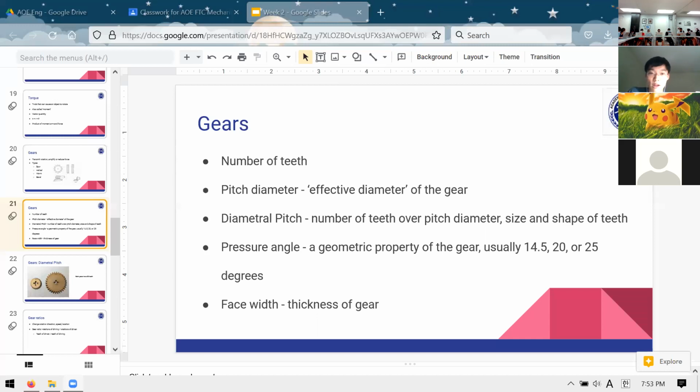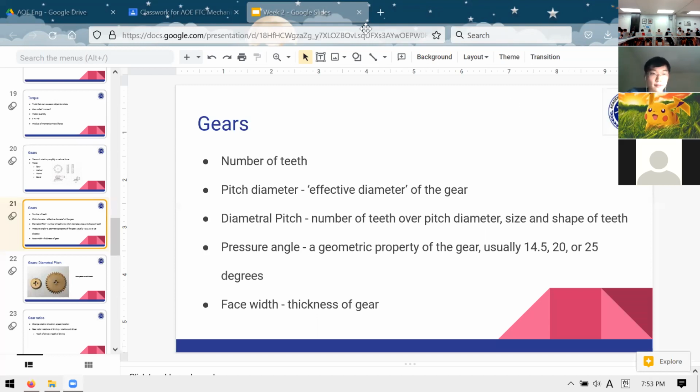And the last parameter which you're probably interested in is the face width, which is how thick the gear is. So if you just look at the gear face on, that thickness is the face width, and it can have an effect on how strong your gear is. The higher the face width, the stronger the gear, just because it's thicker.